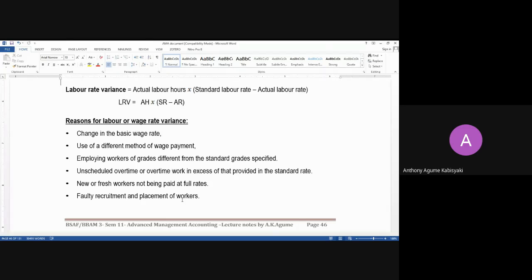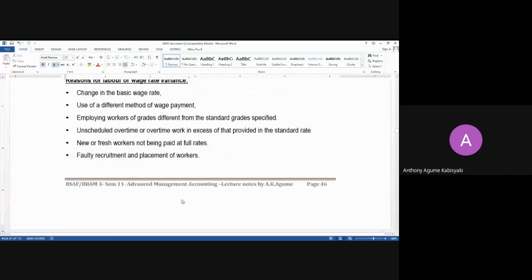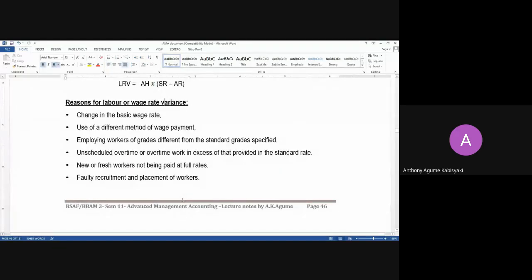Faulty recruitment and placement of workers. Yes, you find that the workers are placed in wrong places, or you've hired employees not meant to be hired. Okay, we expect a variance, especially in terms of the rates that you're going to pay.